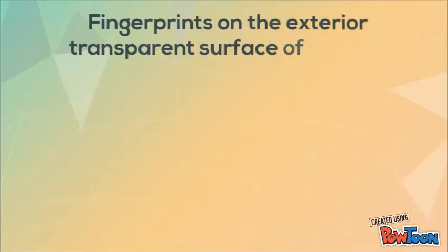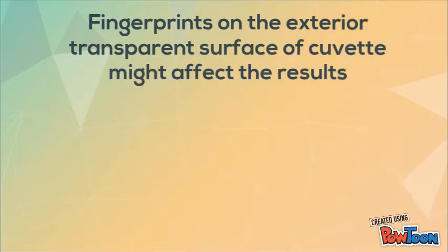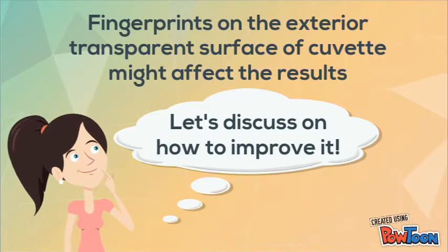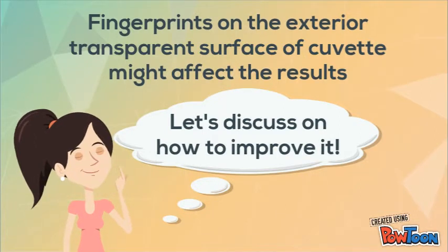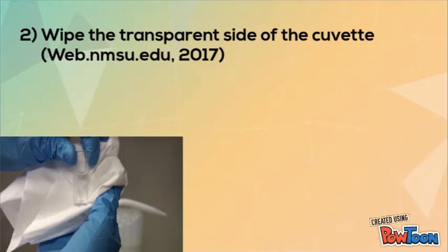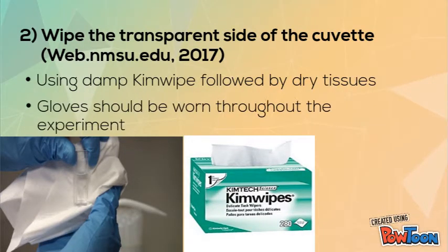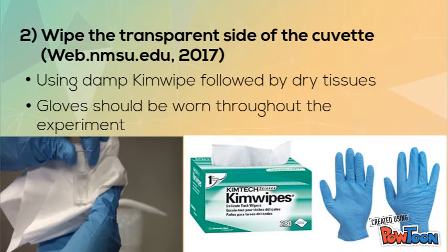Fingerprints on the exterior transparent surface of the cuvette might affect the results as well. This can be improved by wiping the transparent side of the cuvette with a damp Kim wipe, followed by dry tissues. Gloves should also be worn throughout the experiment.